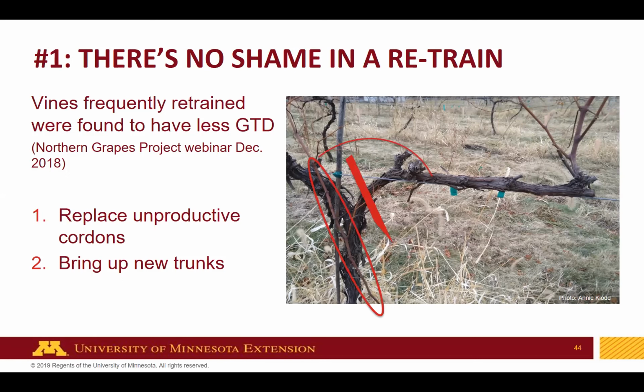Of course, when you do this, don't just put the whole cordon down at once. Only put down about 15 inches or so. Otherwise, the end of that new cordon is going to be weaker and less fruitful. Just develop it over a couple of years.